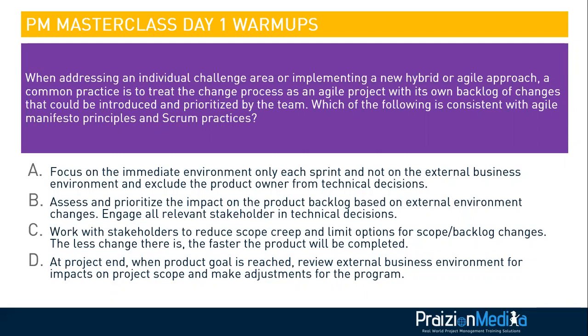At project end, when the product goal is reached, review external business environment. So watch this. At project end, review external business environment for impacts on the project scope and make adjustments for the program. What good is that when the program or the project is already done, when the product goal is reached? You should actually do this before the goal is reached. So we're going to cancel D because it doesn't make sense.